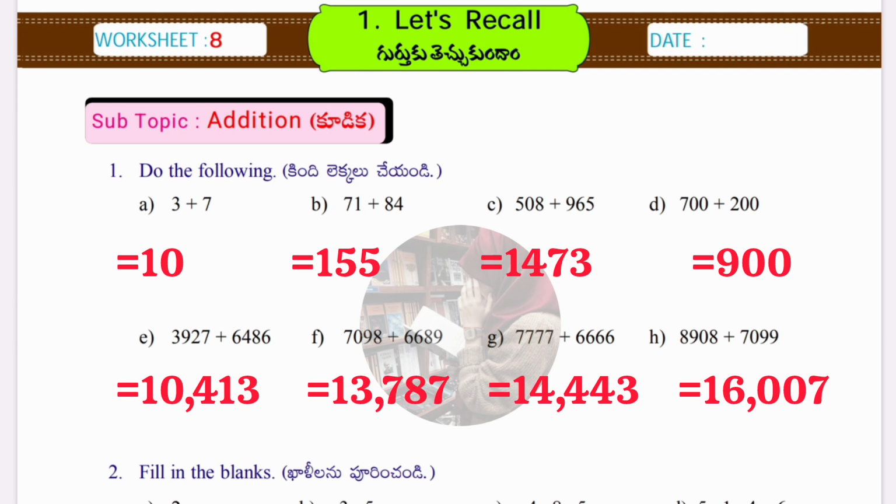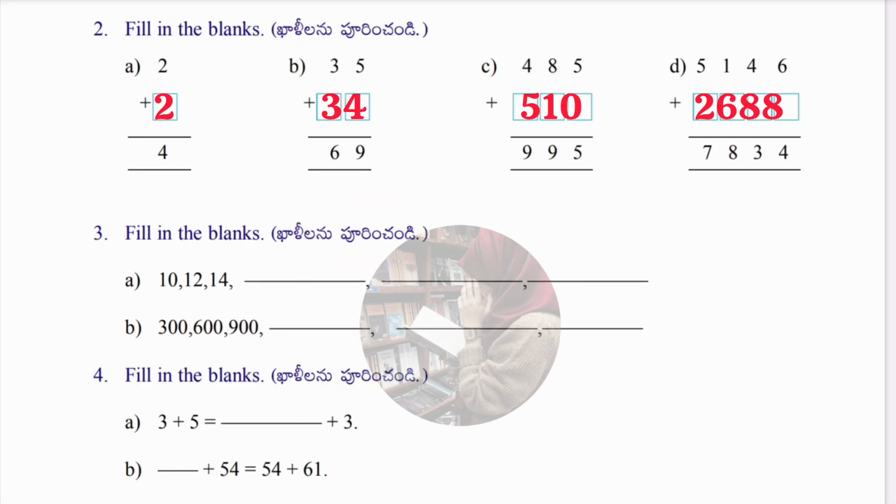Then add 4 plus 1 is 5. Then 7 plus 8 is 15. Like that you can do the addition. Then do the same for the following given numbers also. Okay, if you have any doubt, please comment below. And let's see the second Roman, which is fill in the blanks. Here we have to fill in the blanks.